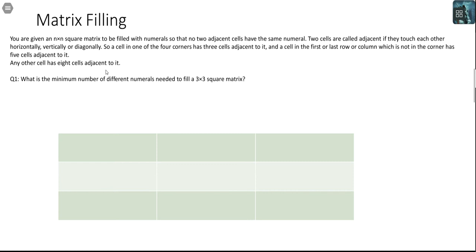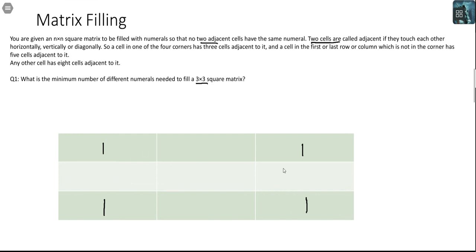Let's solve each question individually. The condition given was no two adjacent cells have the same numeral. What is the minimum number of different numerals needed to fill a 3 by 3 square matrix? If I fill up 1 here, I cannot fill up 1 in any of the adjacent cells, but in cells that are not adjacent, can I fill up 1? If this is 1 here, let me leave this blank. Can I fill up 1 here? Yes, it is possible. Can I fill up 1 here? Yes. I will leave this blank and fill 1 here.